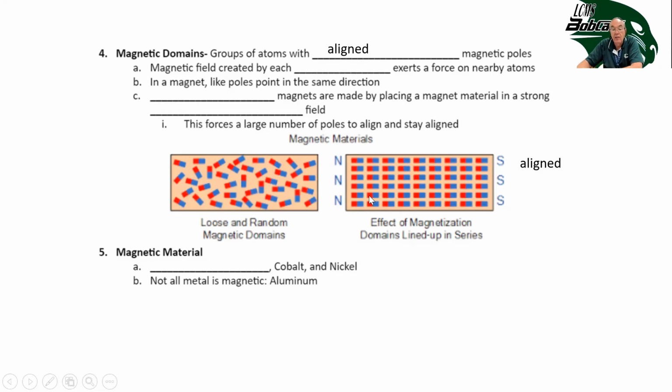And this is why they tell you not to drop bar magnets, because you take this bar magnet where they're all lined up, and if you keep dropping it, it'll jumble them up like this, and it won't be a magnet anymore.